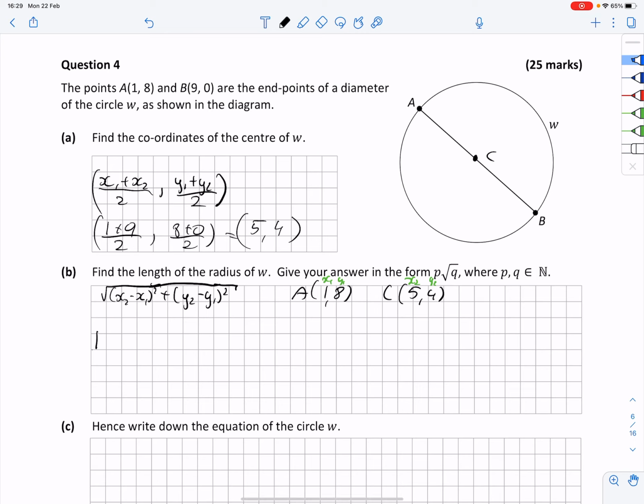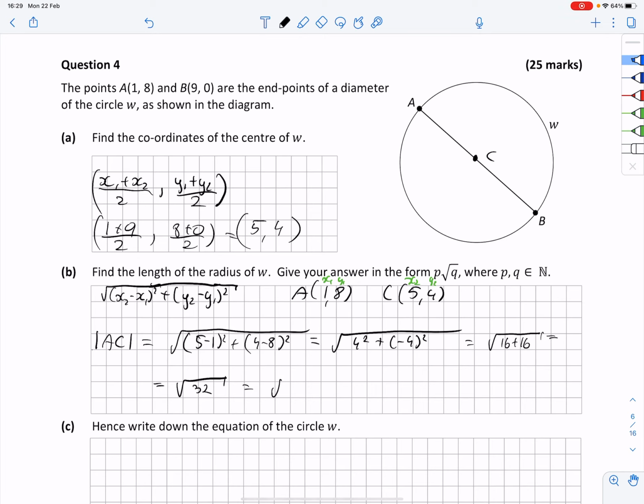So the distance from A to C is the same as the square root of 5 minus 1 squared plus 4 minus 8 squared. Simplifying, it's the square root of 4 squared plus minus 4 squared, which can be simplified further as the square root of 16 plus 16, which is the same as root 32, which I can rewrite as root 16 multiplied by 2, which can be simplified as root 16 by root 2. And finally, taking root 16 out, we end up with 4 root 2 as the answer to this particular question.